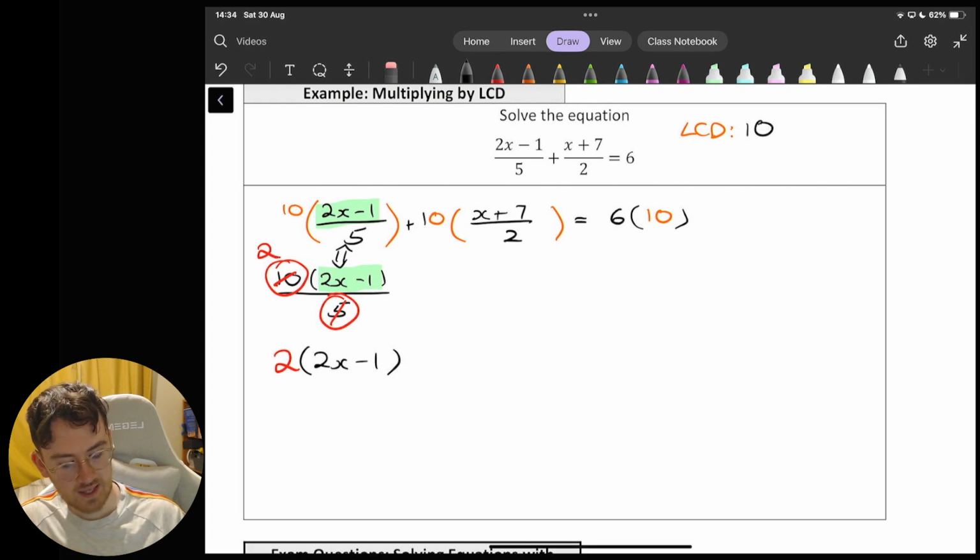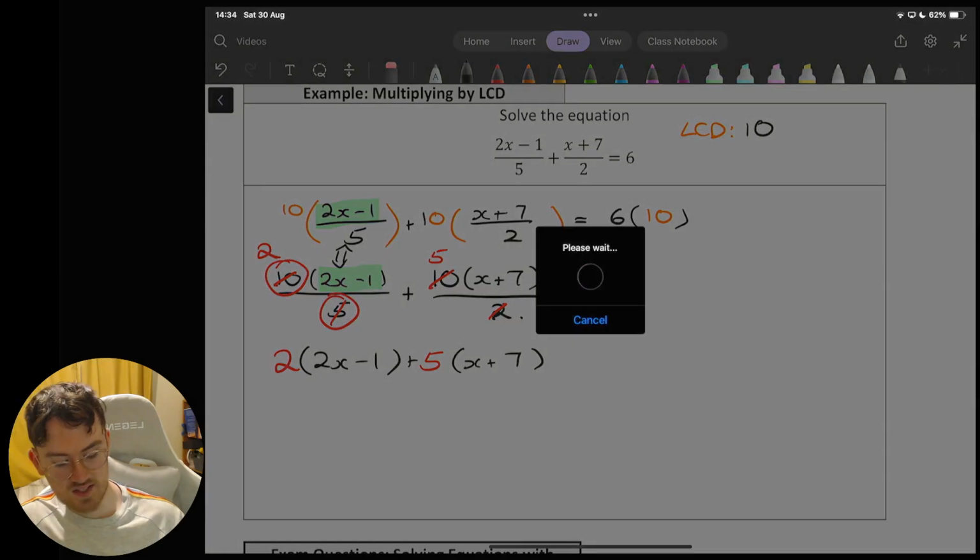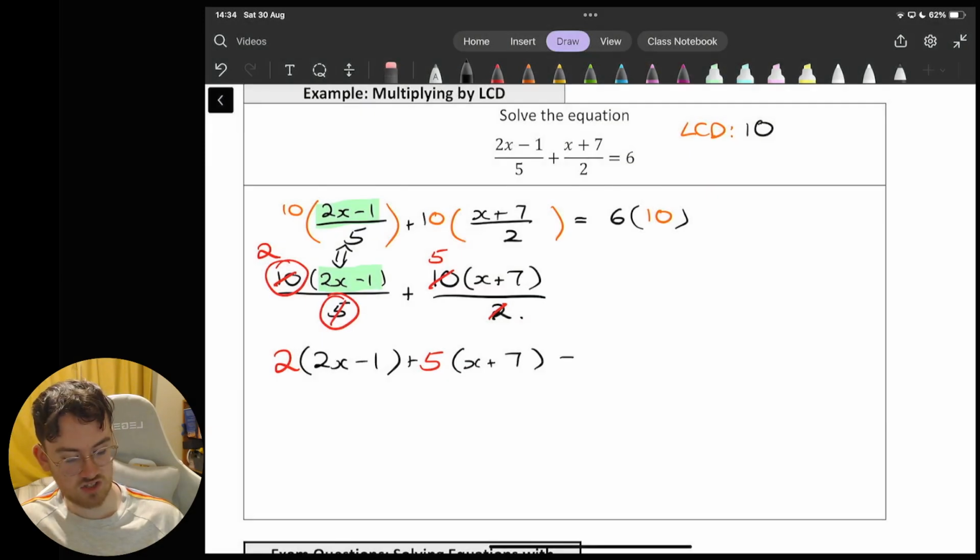Let's have a look at that again with the second fraction. It's 10 times x plus 7 all over 2. We're going to divide the 2 into the 10, which leaves me with 5. So that leaves me with 5 times x plus 7. On the right hand side, the 6 was just multiplied by 10. That's just 60.